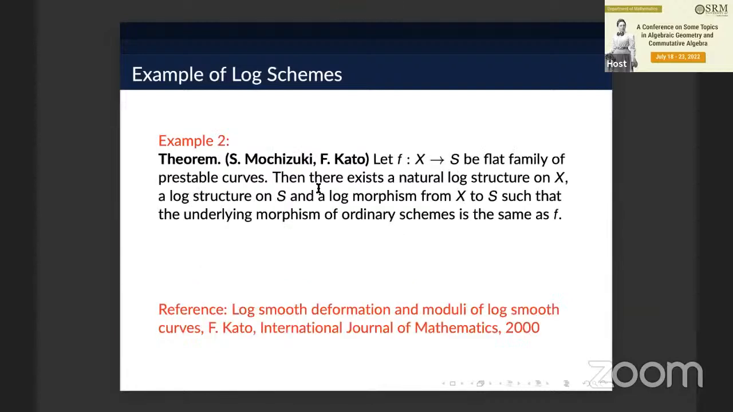Okay. The second example is a theorem of Mochizuki and Kato. Let X be a flat family of pre-stable curves, which are connected nodal curves. Then there exists a natural log structure on X, a log structure on the base S, and a log morphism from X to S such that the underlying morphism of ordinary schemes is the same as f. It can be found in this reference. I will briefly describe the induced log structure on the base, because I don't need to discuss X.